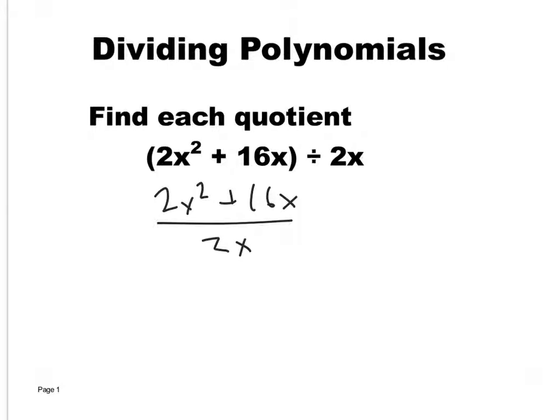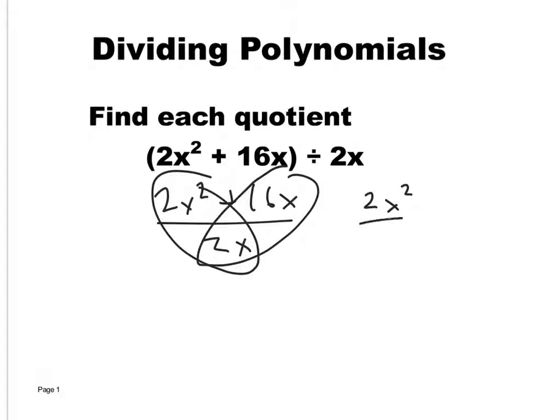And then what I can do on something like this, when you're dividing a polynomial by a monomial, this is a monomial because it has one term, right? I can split this up. I'm going to take 2x squared divided by 2x, and I'm going to take 16x divided by 2x.